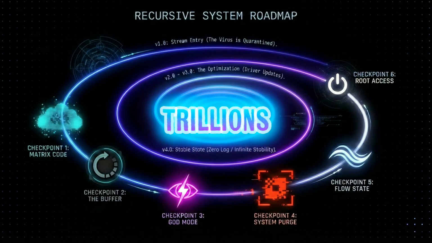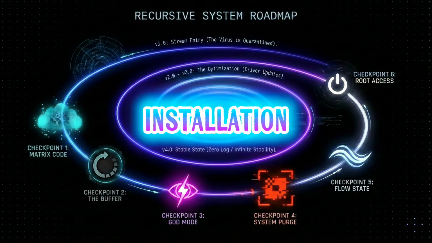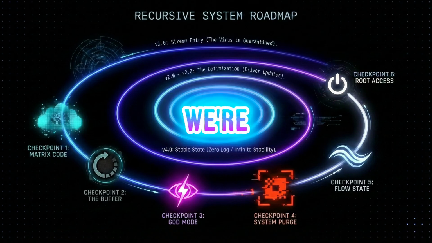TPS stands for Trillions Per Second, named after the book. Today we'll discuss the System Roadmap, or what is also called the Installation Wizard. It's good to know where we're going before we start hacking, so let's dive right in.